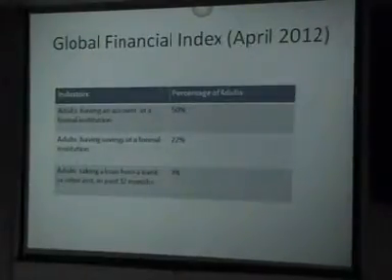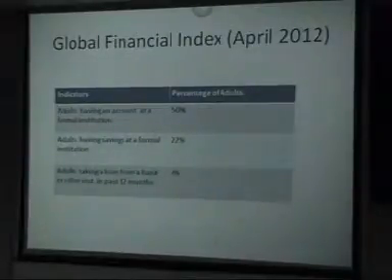Recognizing the need of better data to support the financial inclusion agenda, the World Bank's Development Research Group constructed the Global Financial Inclusion Index, known as Global Findex, in April 2012, that measures how adults in 148 countries save, borrow, make payments and also manage risk. This index shows that 50% of the adults have an account at a formal institution, 22% have savings at a formal institution, and 9% have taken a loan from a formal institution.